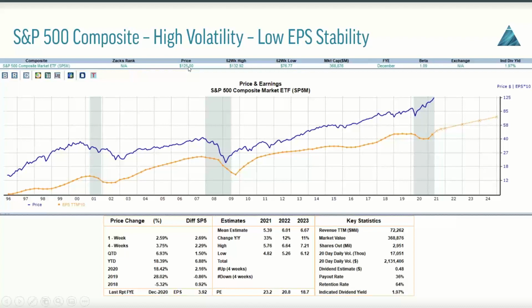And the next chart that you'll see here is the S&P 500 composite out of the research system, showing the price in blue and the operating earnings line here in orange. This is just a trailing 4 quarters adjusted EPS that you're seeing here in orange.